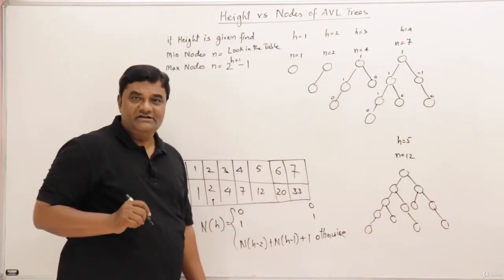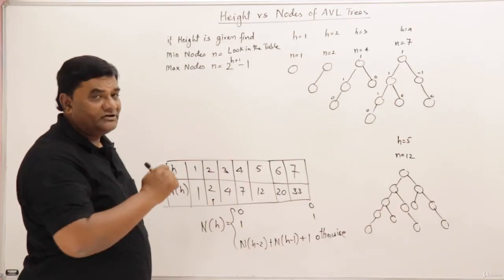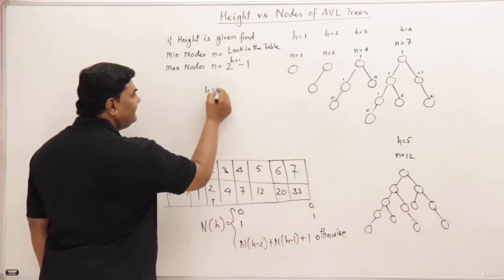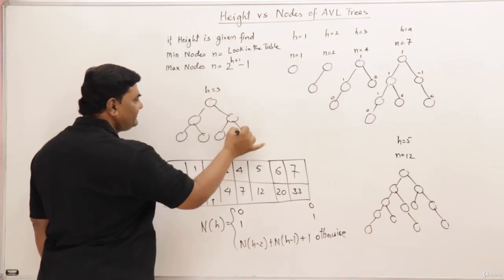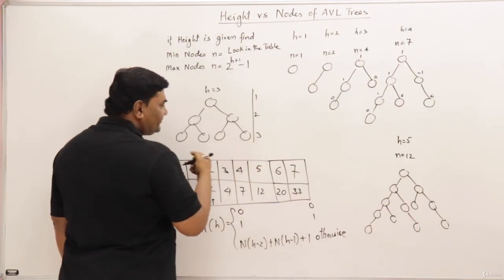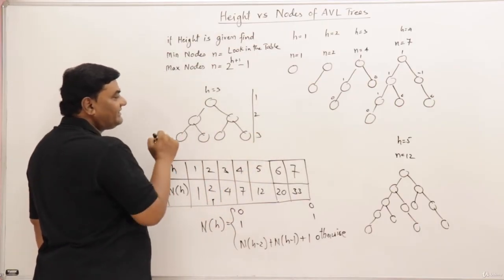Then there is one change here. See, I started height from 1 onwards. When I have only one node, height is 1. So if height is 3, then 7 nodes. These are 7 nodes, right? This height is 3: 1, 2, 3. So maximum 7 nodes when the height is 3.